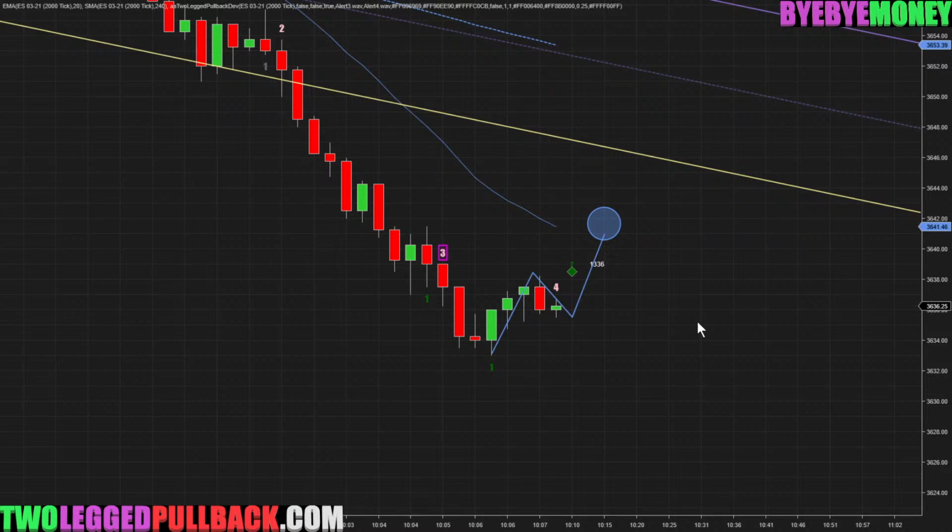So we've got a two-legged pullback coming here, boys. Two-legged pullback coming to the 20 EMA on a strong downtrend. Will this market give us this gift?